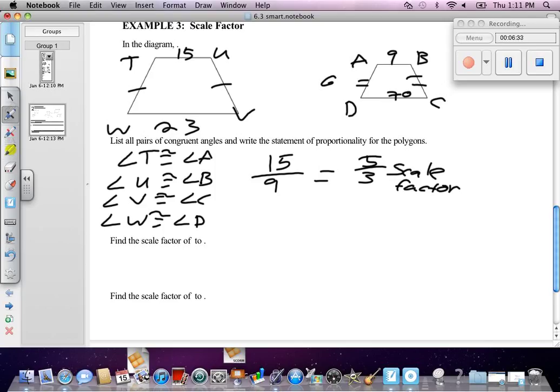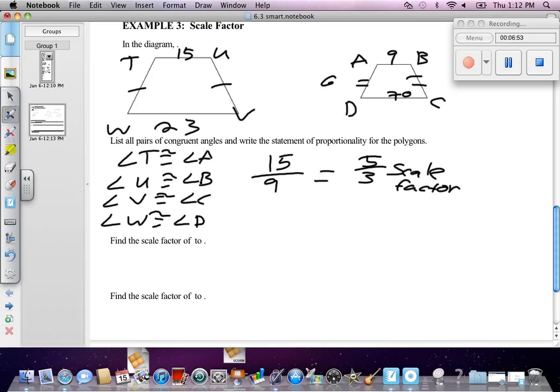Okay. Yes? Did you just pick any two numbers? I picked two numbers that were already given, right? I didn't pick WV and DC because there's no number for DC. I didn't pick TW and AD because there's a number for AD but not for TW. Does that make sense? It would be the same if we did 9/15. Yes, it would be. You get 3/5.